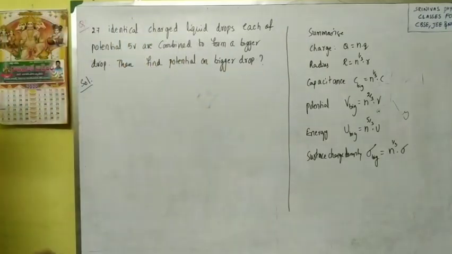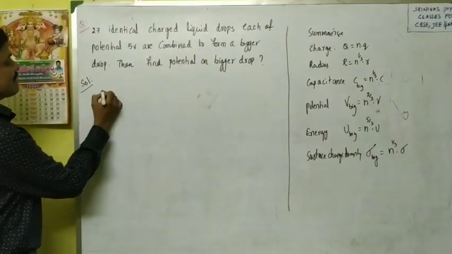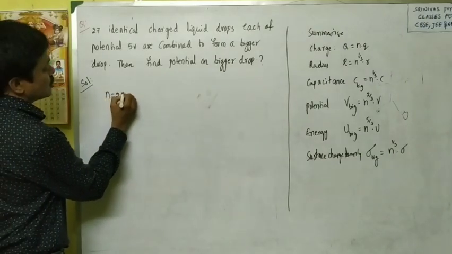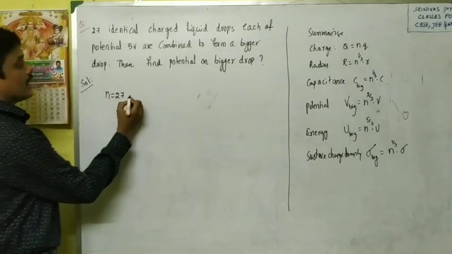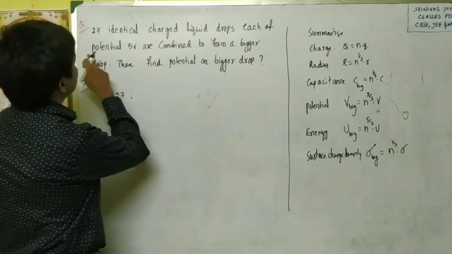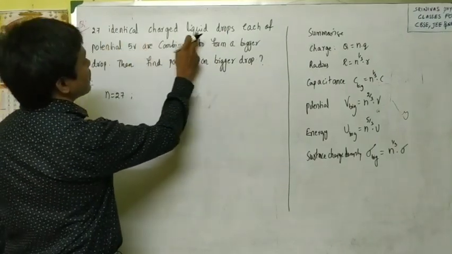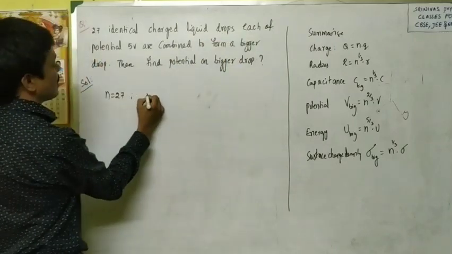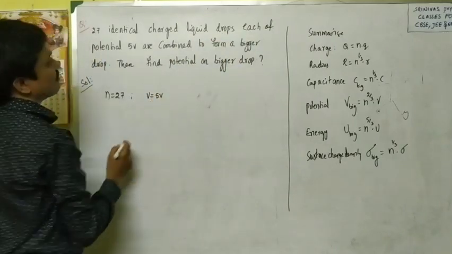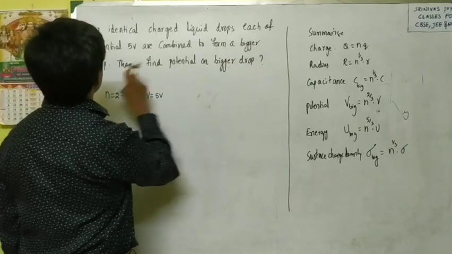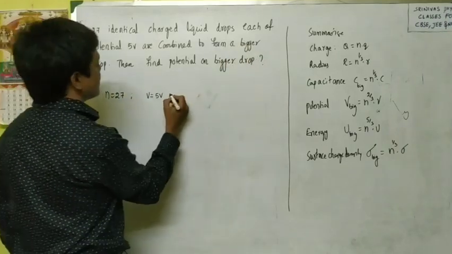Now the solution is that there are 27 drops. How many drops? 27 drops, and they are combined and they are identical drops. 27 identical drops, each of potential 5 volts, are combined to form a bigger drop. Then find the potential on the bigger drop.